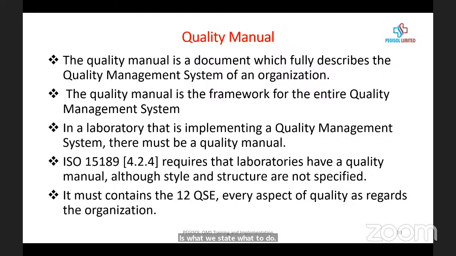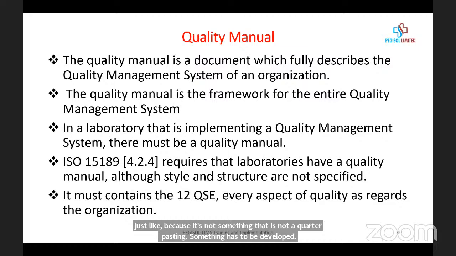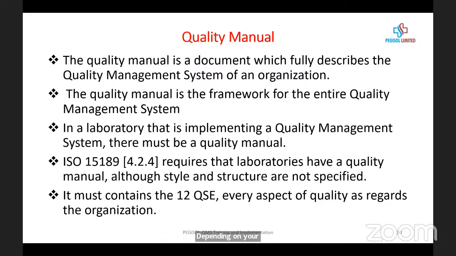So the quality manual is a document which fully describes the quality system of an organization. Everything that relates to quality must be in the quality manual. That's why sometimes when people approach me, do you have a quality manual? I want to implement. I just feel like, it is not something that is a cut and paste. It has to be developed depending on your structure. Let's say, because the EQA program you are doing may not be the EQA program this other person is doing. So you can't put something else.